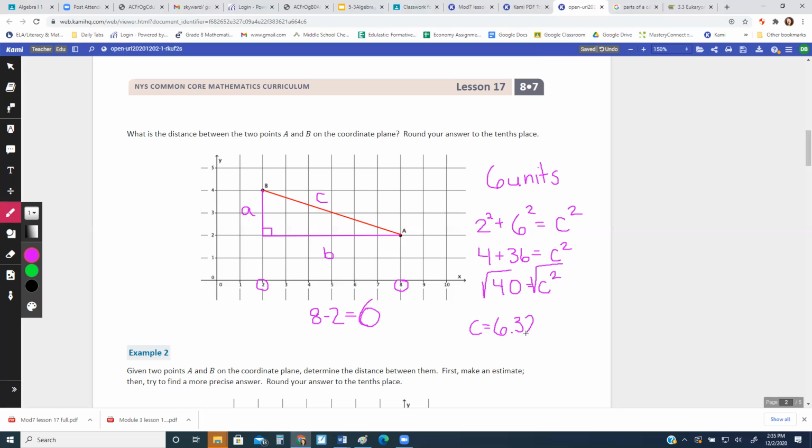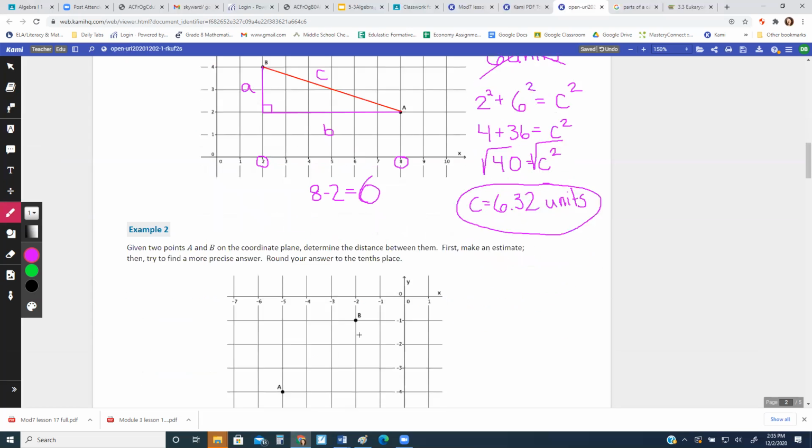6.32. Now, if we had just said it equals 6, we would have been wrong. It crossed 6 squares, but it's actually 6.32 units long. Whatever one of these squares is, if the square is a mile, it's 6.32 miles. If the square is a foot, it's 6.32 feet. If the square is a centimeter, it's 6.32 centimeters. But whatever it is, it's 6.32 of them.